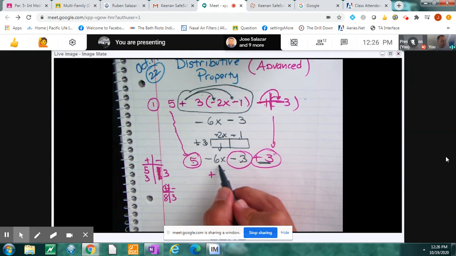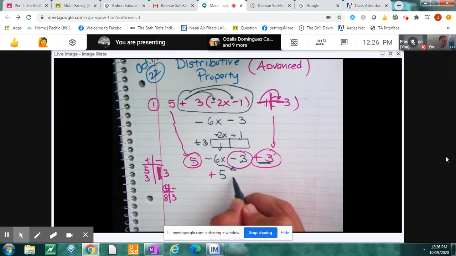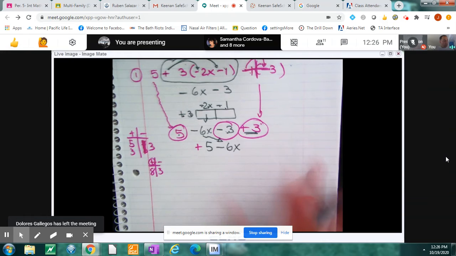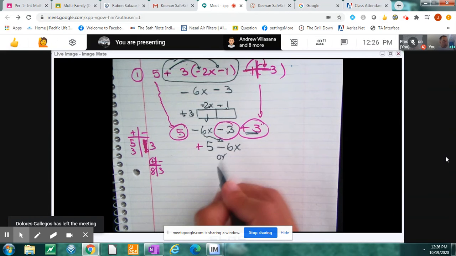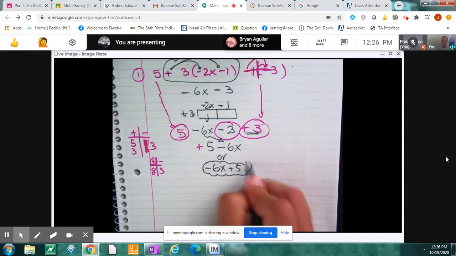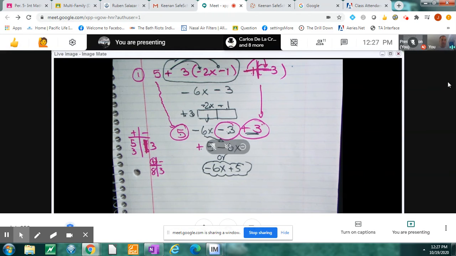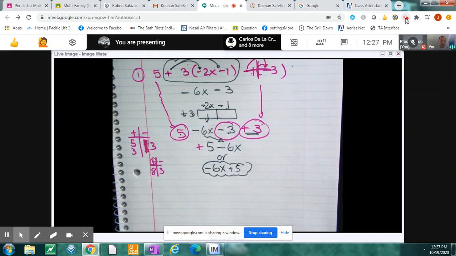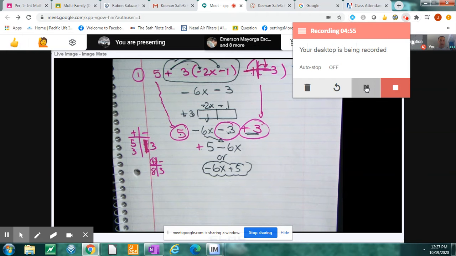And then what happens to the negative 6x? Bring it down, because there's no other x, right? Is there another way to write this? Yeah, sometimes the answer will have negative 6x first, the first term, and then the plus 5. And usually it's written like this. And then there's your answer. So far, so good? All right, I'm going to pause it right now.